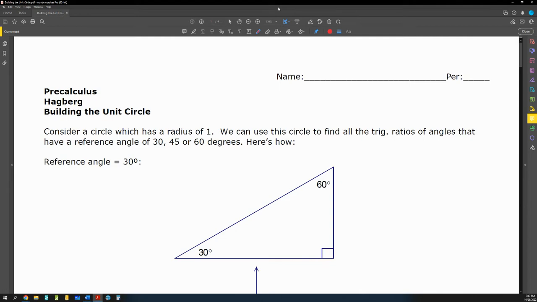Hi everyone. Today we're going to be completing our notes on building the unit circle. I want to start off with a couple definitions. The first is the unit circle. What is the unit circle?